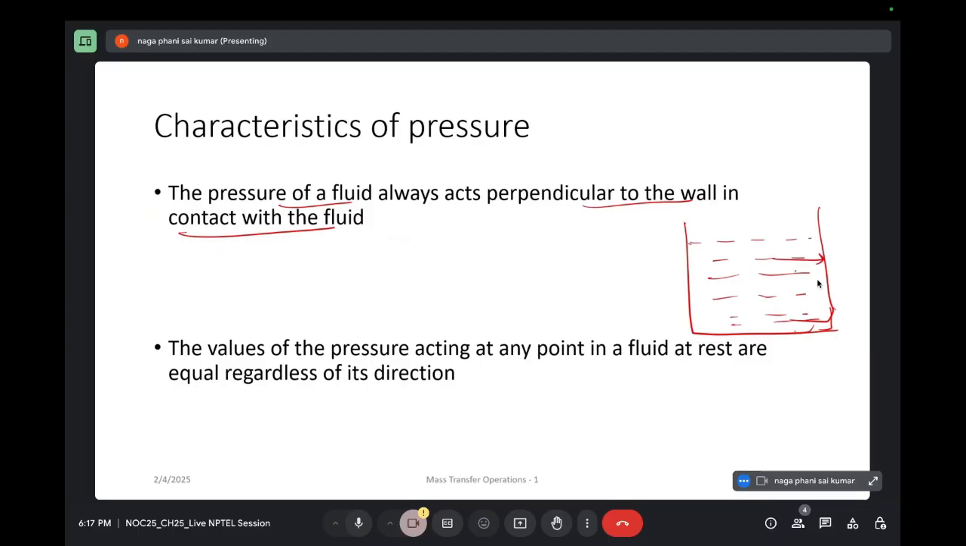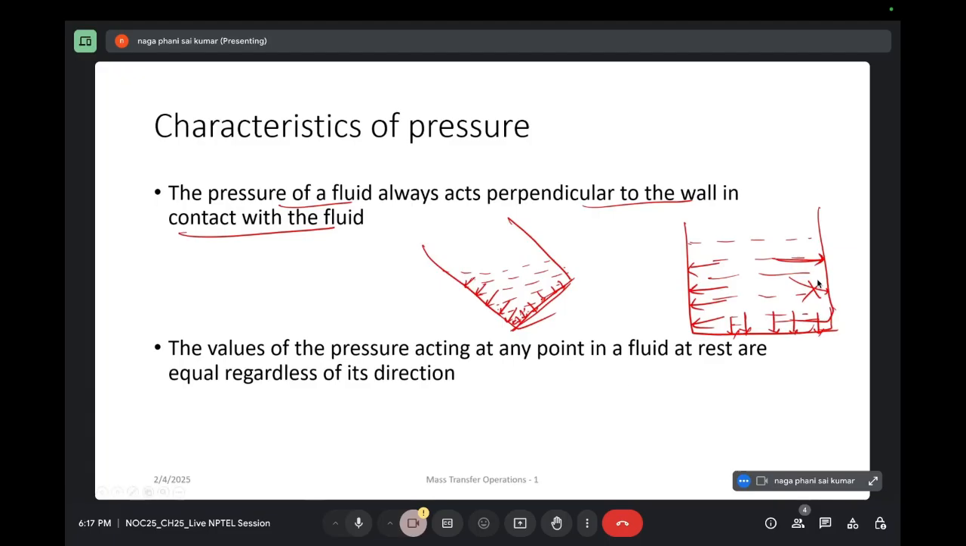So this never acts at an angle. It will be always perpendicular, acting always perpendicular to the container. Even if the container is at an angle, the pressure will be always perpendicular to the container. It will be always acting perpendicular to the container.